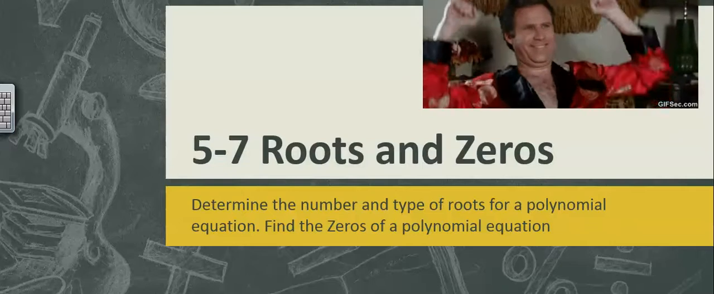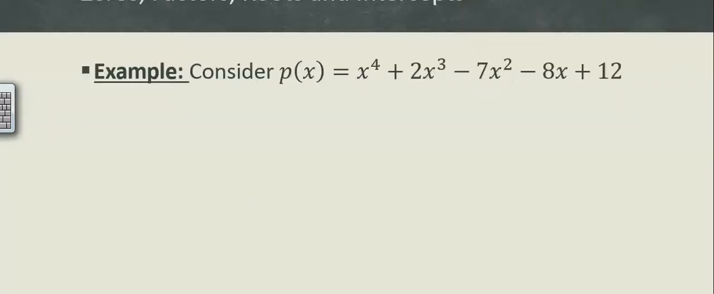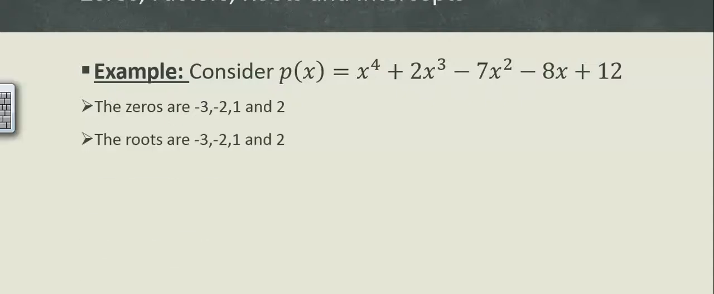Okay, so the goal was to determine the number and types of roots for a polynomial, and then find the zeros of a polynomial equation. We started this by simply talking about examples, noticing that zeros and roots are the same thing. Zeros are the answer to the problem.